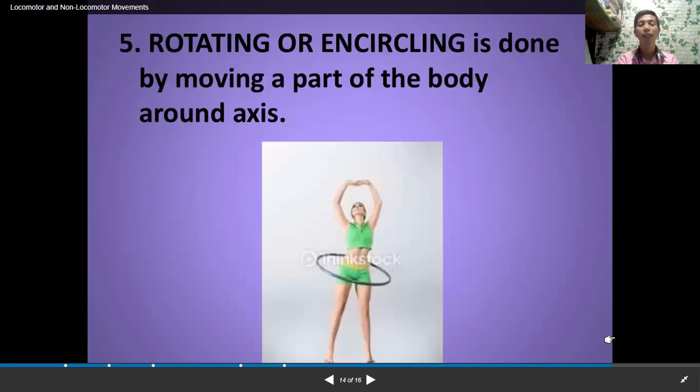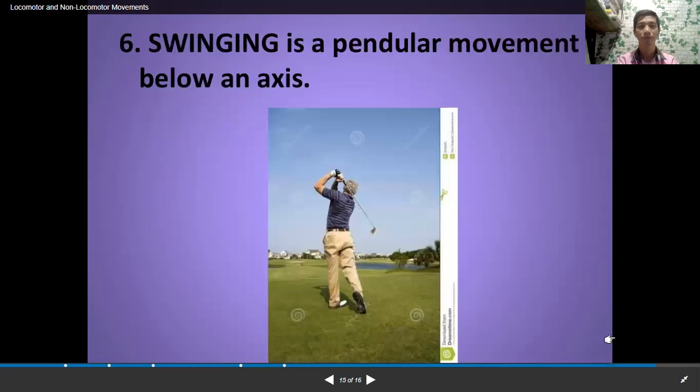The fifth one is rotating or encircling. Rotating or encircling is done by moving a part of the body around an axis. The next one is swinging. Swinging is a pendular movement below an axis.